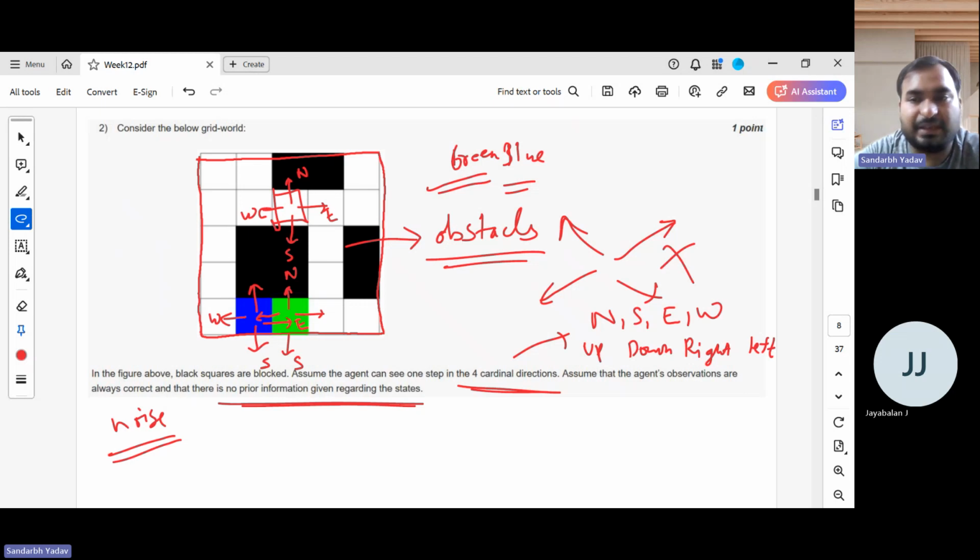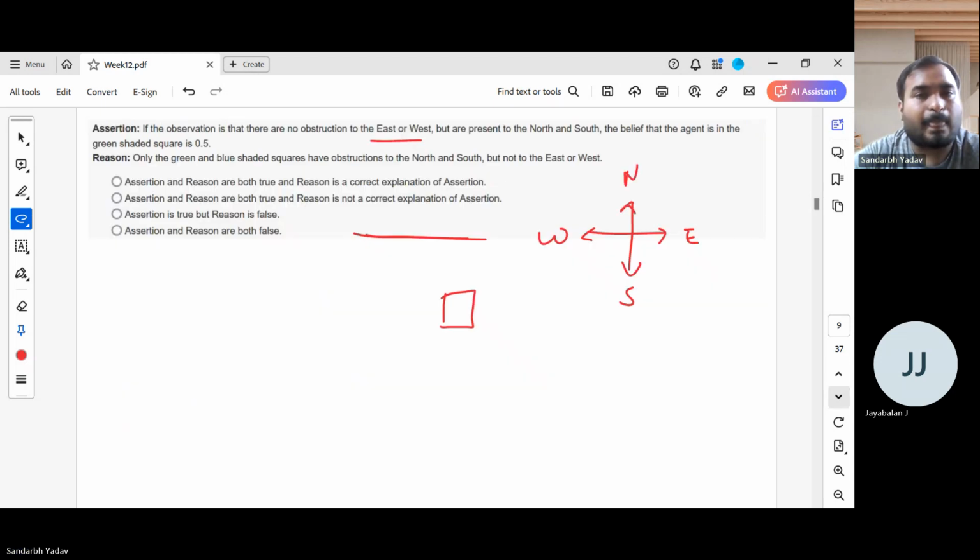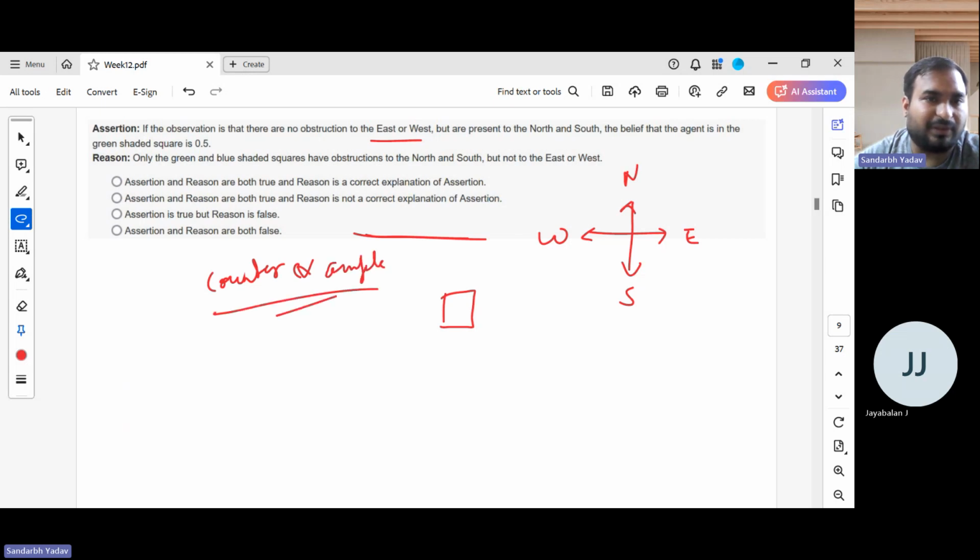But their assertion is that the belief that the agent is in the green shaded square is 0.5. Should it be 0.5 or not, because we are able to find one more cell? So this is simply a counterexample, right? There could be more cells, so you can check, but definitely it's not 0.5. It will be less than 0.5. If the cell we deduced is the only one, then it will be 0.33. If there is some more cell, then it will be less than that. So this is false.